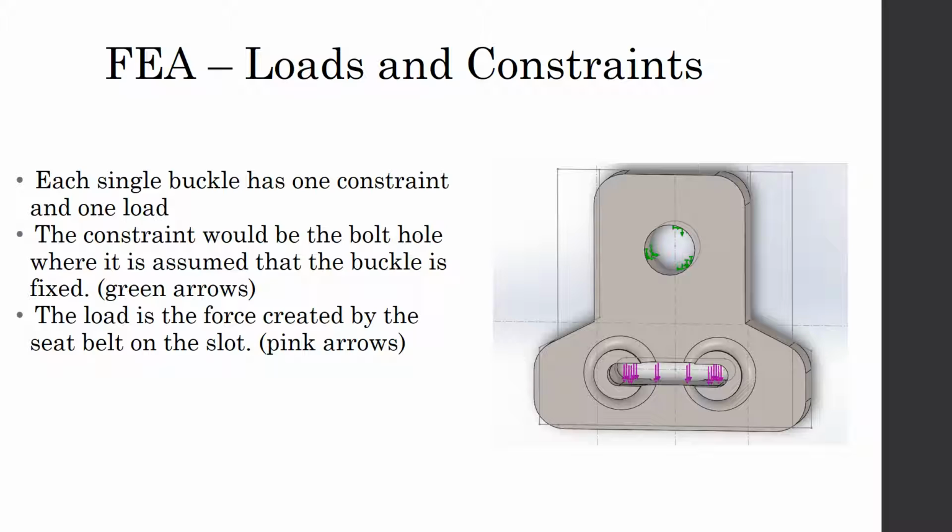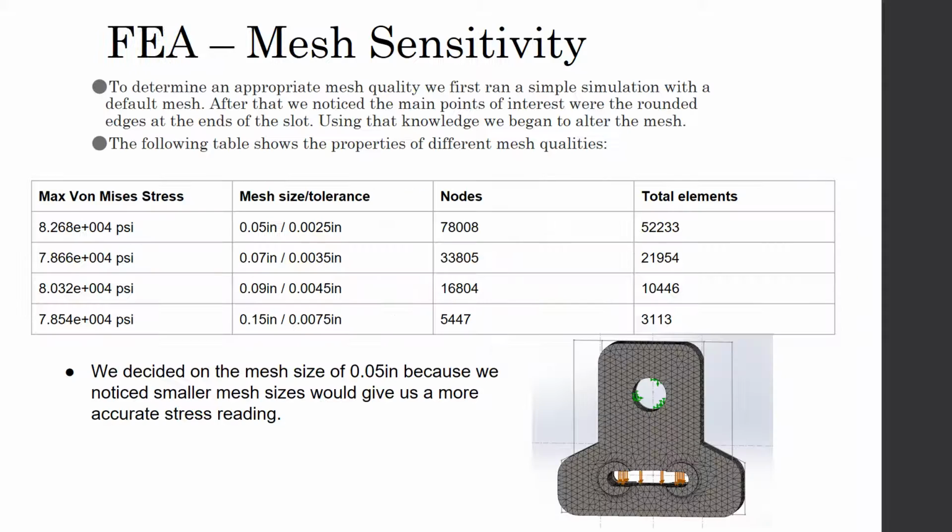So as I mentioned before, these are loads and constraints that we assumed on our seatbelt buckle. The green arrows represent the bolt where it's fixed to the car, and the pink arrows represent where the force is actually being exerted by the seat belts. We also experimented with the mesh sensitivity, which is shown by the following tables.